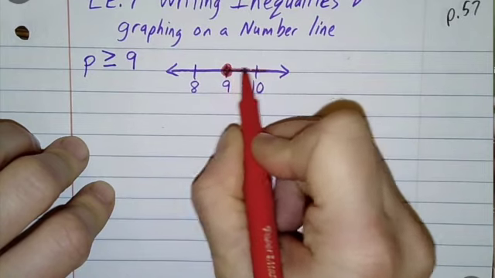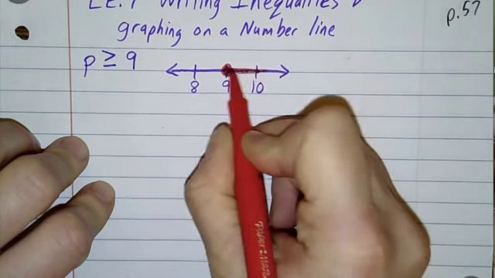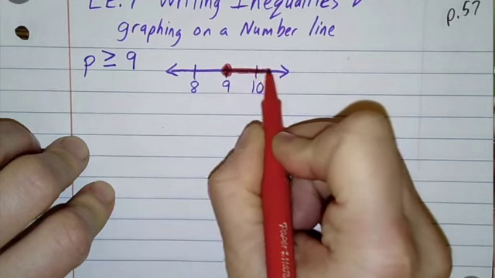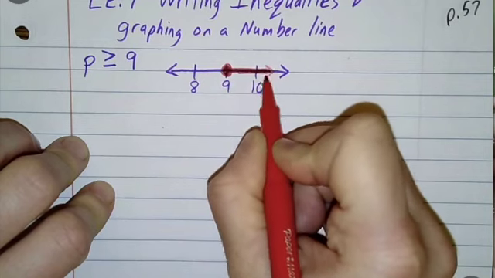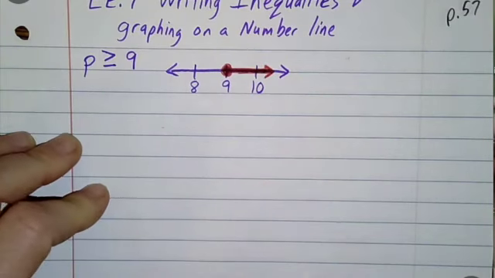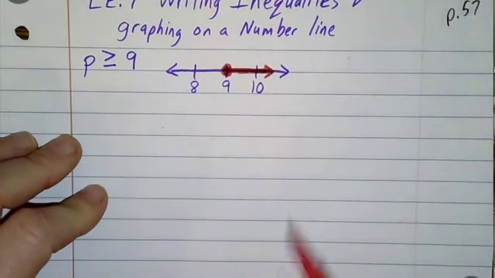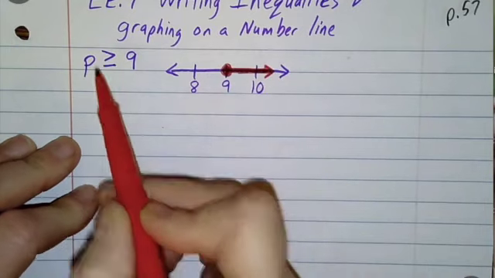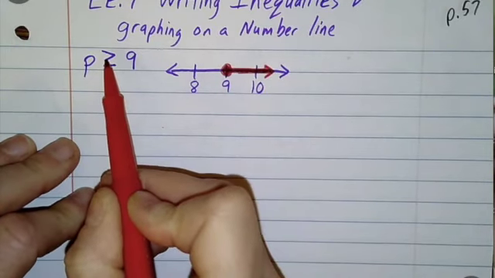Now I'm going to make this line a little thicker so you can kind of see it on each side. And it's going to go on forever this way. In other words, it could equal 9, it could be 10, it could be 11, it could be 12, it could be 13. It goes on forever, so I show the arrow. If you notice, this arrow points the same way that the inequality does.